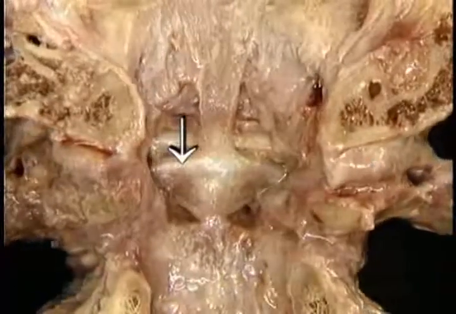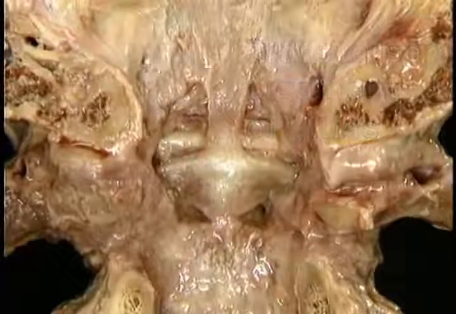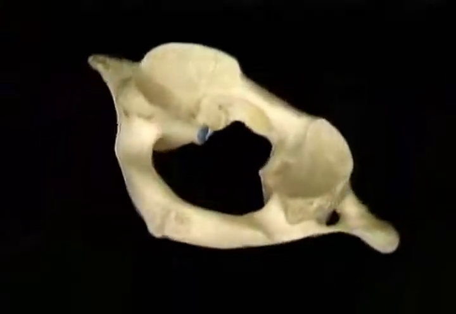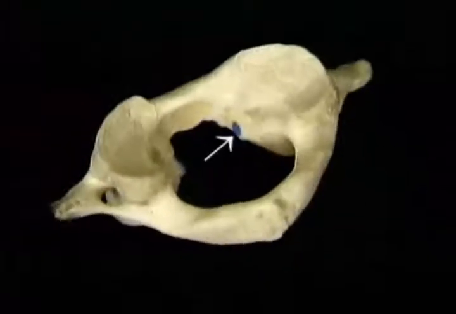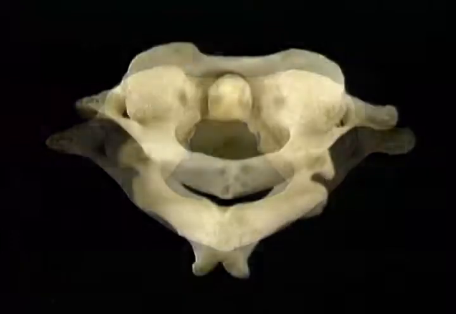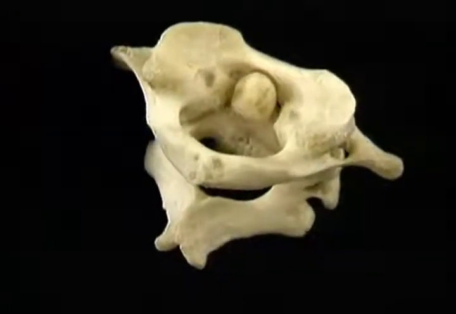Directly beneath the tectorial membrane is this strong and important ligament, the transverse ligament of the atlas. The transverse ligament is attached on each side to these two tubercles on the atlas. The transverse ligament prevents the odontoid process from being displaced backwards.